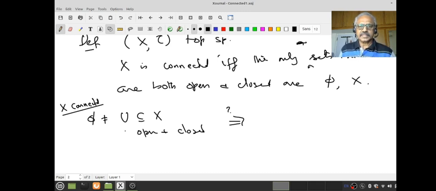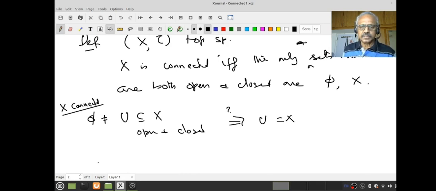Remember, X is connected, that means the only sets which are both open and closed are the empty set and X. I said U is not empty, therefore U must be X. Do you follow that? Yeah. Is the converse true?